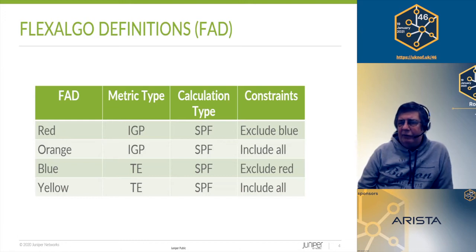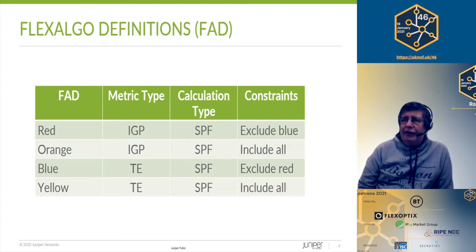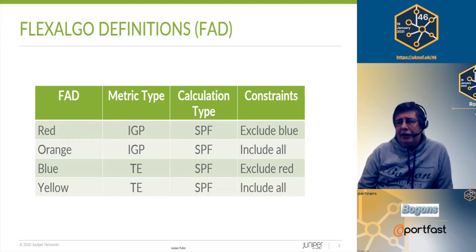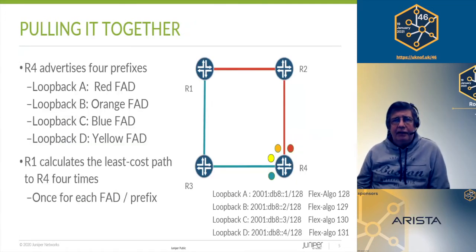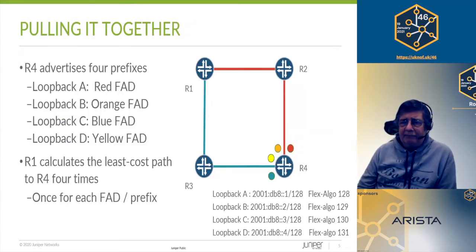Orange FAD will use all links. So what you're seeing here is basically the Flexalgos that will only travel over one color exclude the other. The Flexalgo that will use one color but fail over to the other include all. So now we're going to pull it all together.